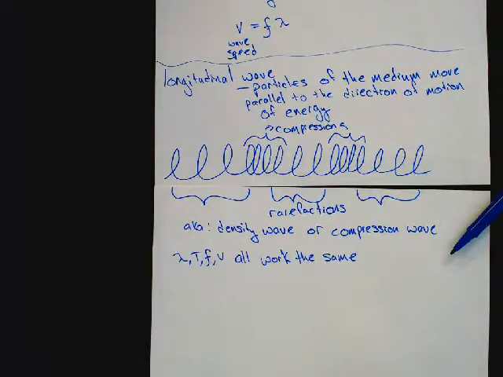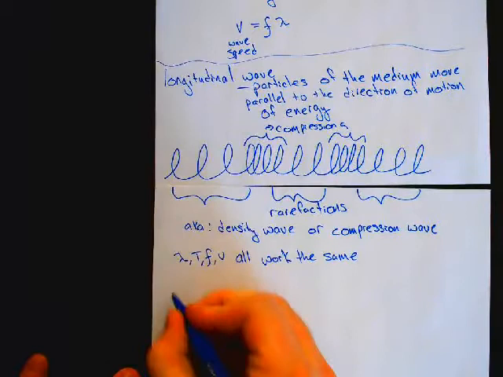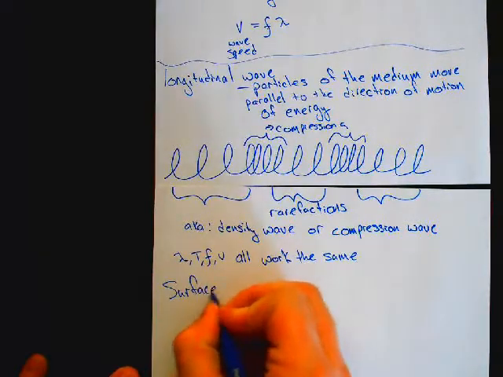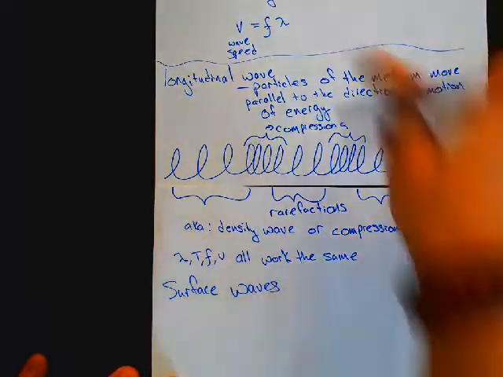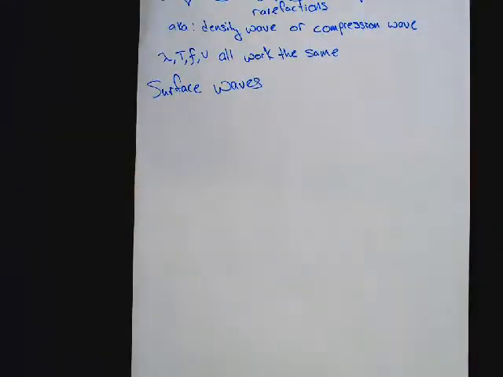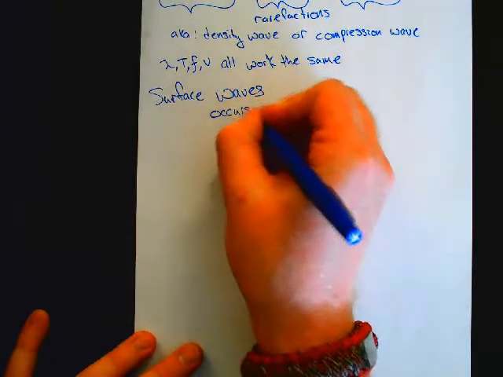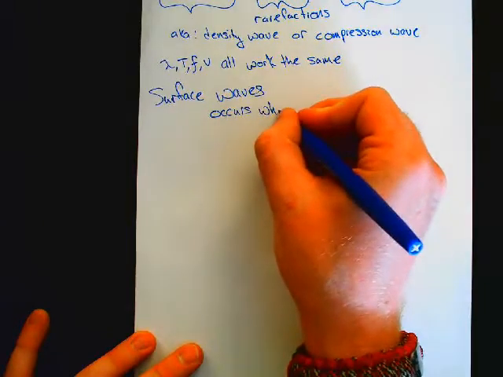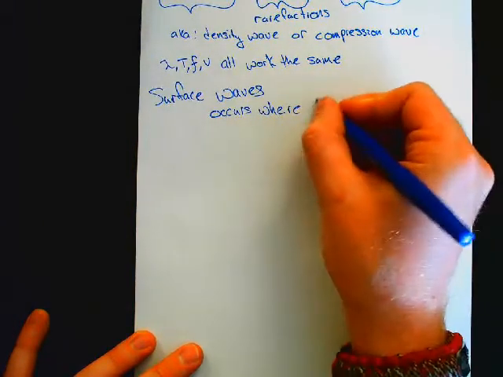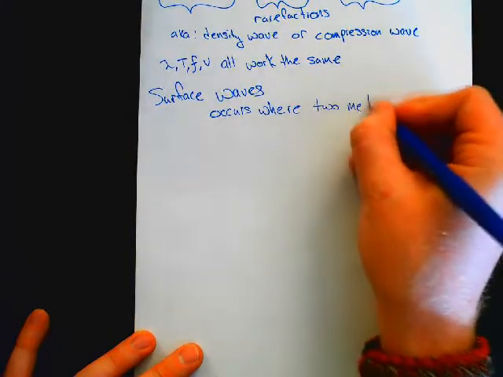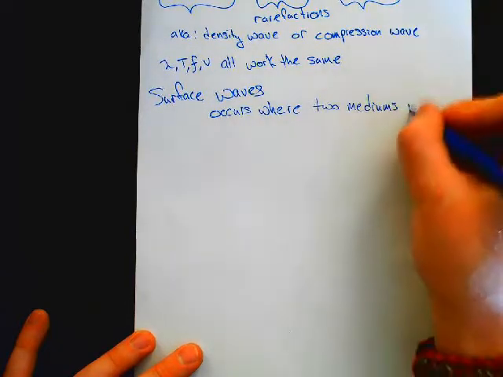Okay, so surface waves. Now, a surface wave exists at a barrier between two mediums. So when we talk about this for water, really it's because water and air are two separate mediums and they're in contact with each other. So it occurs where two mediums meet each other.